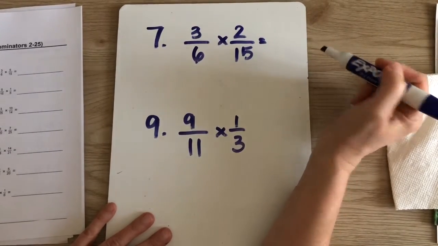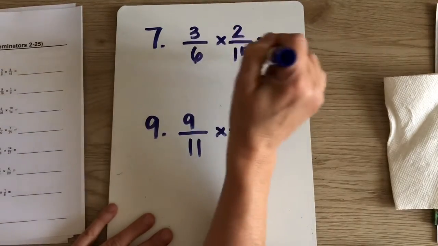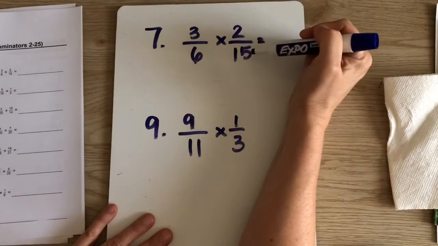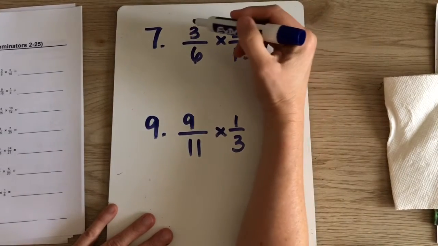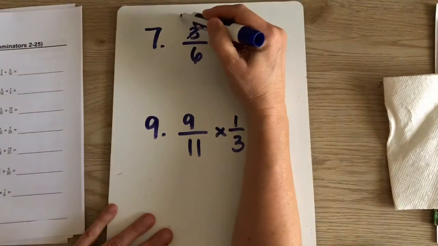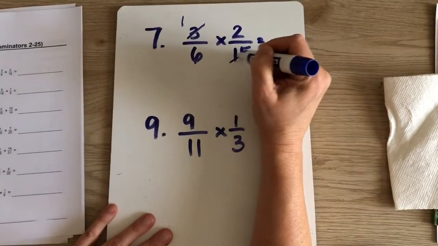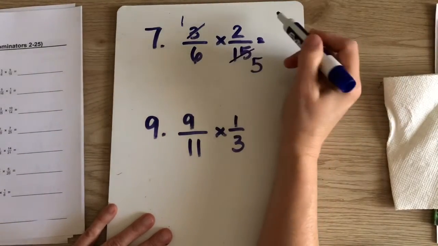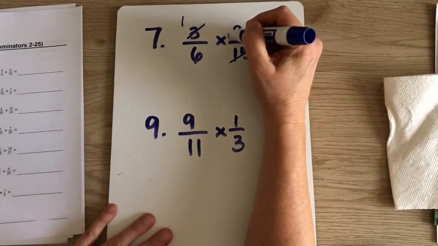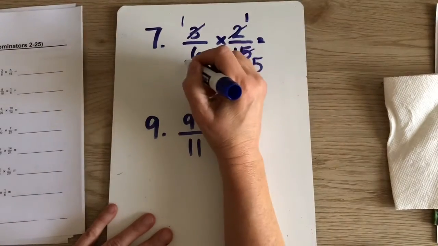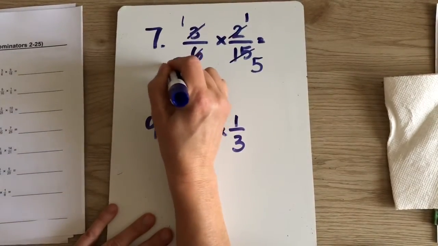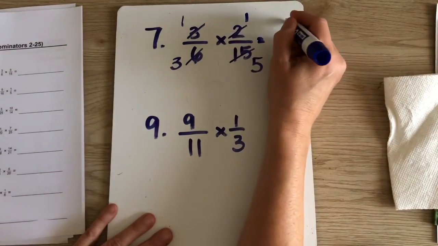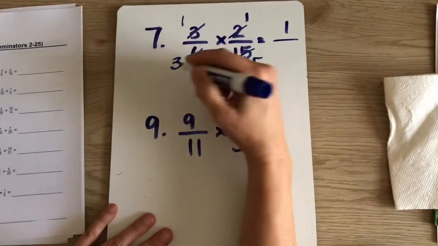So we're going to look at the numbers that are across from each other, and then we're going to cross reduce. Right here, 3 and 15 are both divisible by 3, so 3 divides into 3 one time, and 3 divides into 15 5 times. Then we look at 2 and 6. 2 divides into 2 one time, and 2 divides into 6 3 times. Then all we have to do is multiply across the top, the 1 times 1, and 3 times 5.